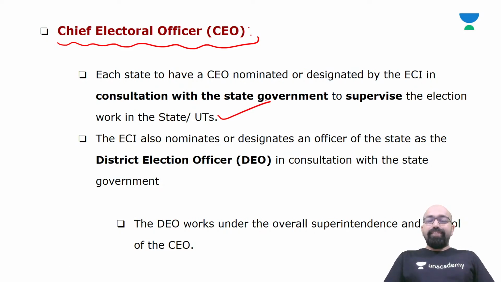Then, the Election Commission of India also nominates or designates an officer of the state as the District Election Officer, DEO, in consultation with the state government. So the District Election Officer works under the overall superintendence and control of the CEO, that is, the Chief Electoral Officer.